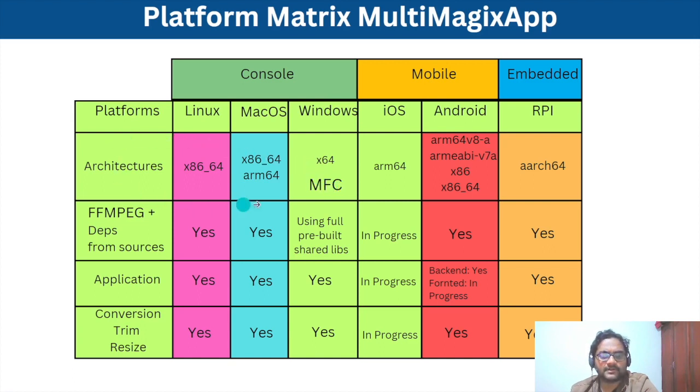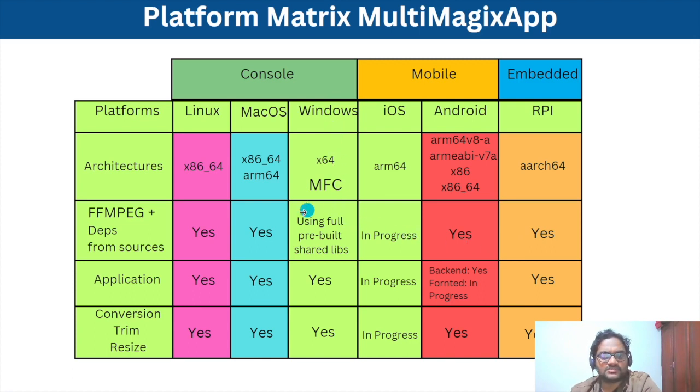For our MultiMagix product, we depend on FFmpeg as well as other dependencies like libx264, x265, libmp3, and a lot of other dependencies that we should build FFmpeg with. The best practice in general is to build all these dependencies from sources. Currently we are able to achieve all the builds from source code from scratch for all the console applications as well as the Android applications.